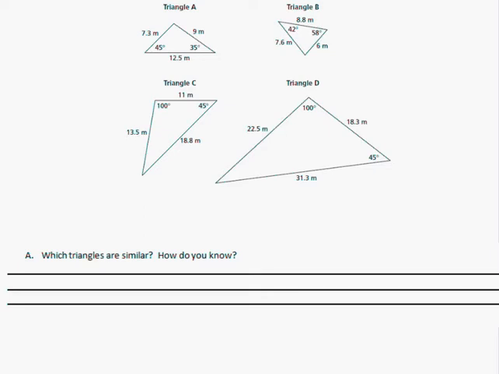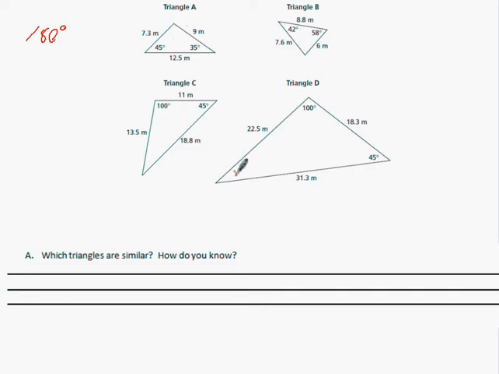Point blank, here's 4 triangles. Which triangles are similar? How do you know? Now, first thing we want to look at is the same thing we did with parallelograms. Are the angles equal? Now in a triangle you have to worry about all 3 angles. What you should remember in triangles is that the angles inside a triangle add up to 180 degrees, because we need to be able to find that odd one out.